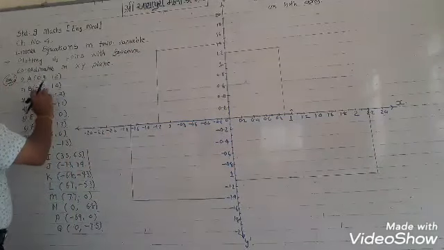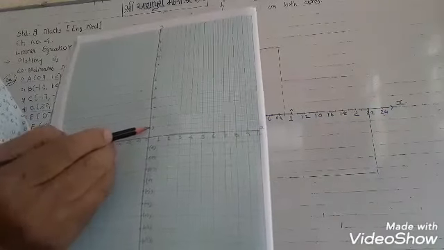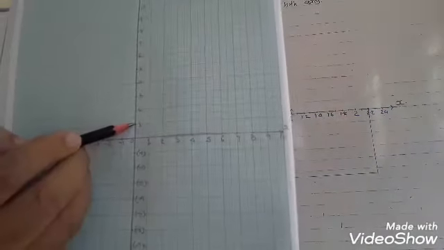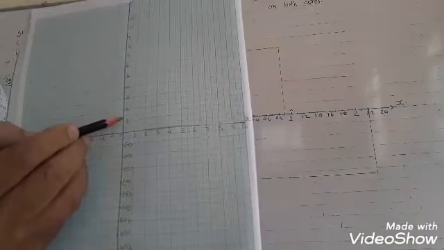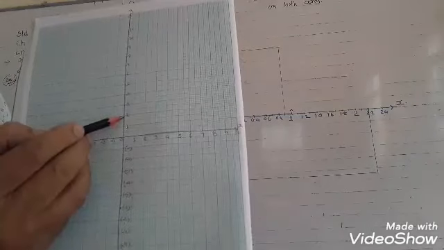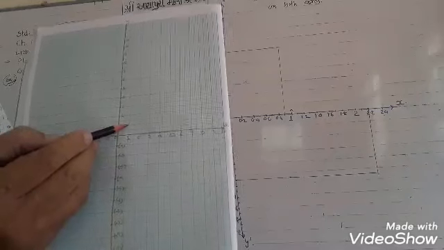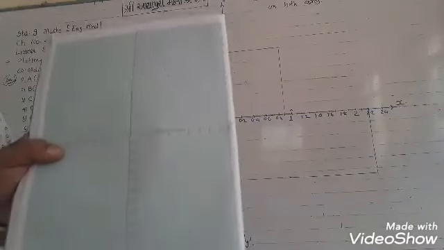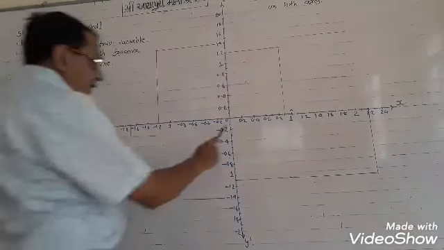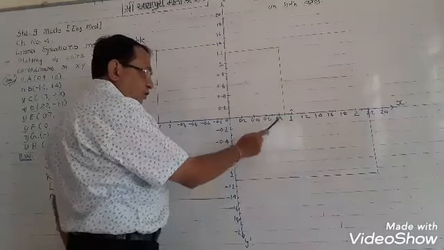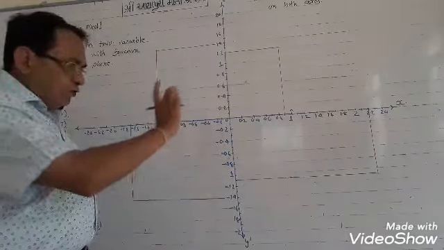Then 1.2. Where is 1.2 here? That is 1, then 1.1, 1.2 here. Okay, like this. 1.2 I will take here. So it is here. Clear? Because here I have written 0.2, 0.4, 0.8 to explain, and I have zoomed it.